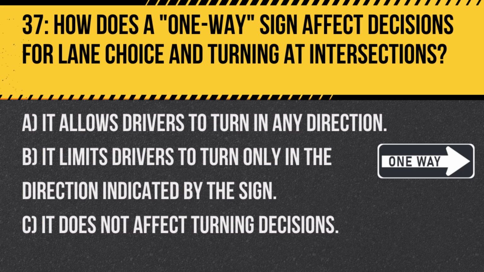Question 37. How does a one-way sign affect decisions for lane choice and turning at intersections? A. It allows drivers to turn in any direction. B. It limits drivers to turn only in the direction indicated by the sign. C. It does not affect turning decisions.